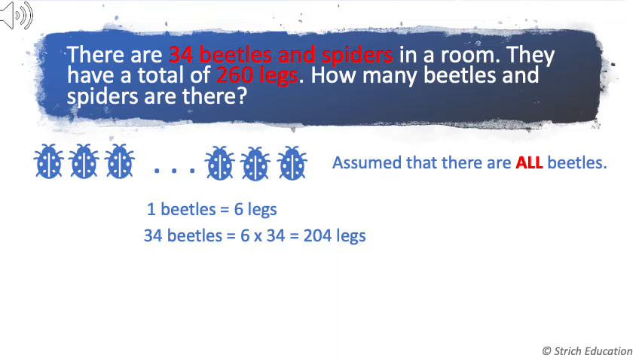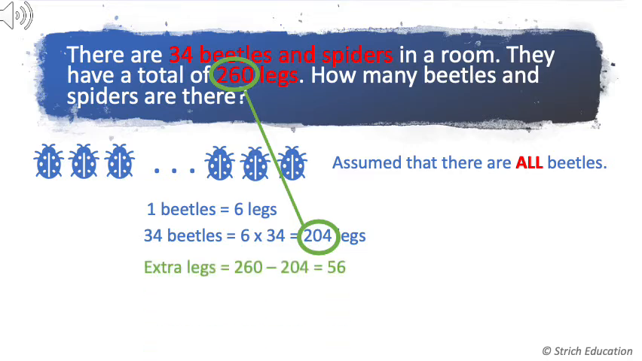If all are beetles, there should be only 204 legs, but the story tells us that there are 260 legs, so our assumption is wrong. There are some spiders in the room. Those spiders will account for the extra legs here. Let's find out how many extra legs there are.